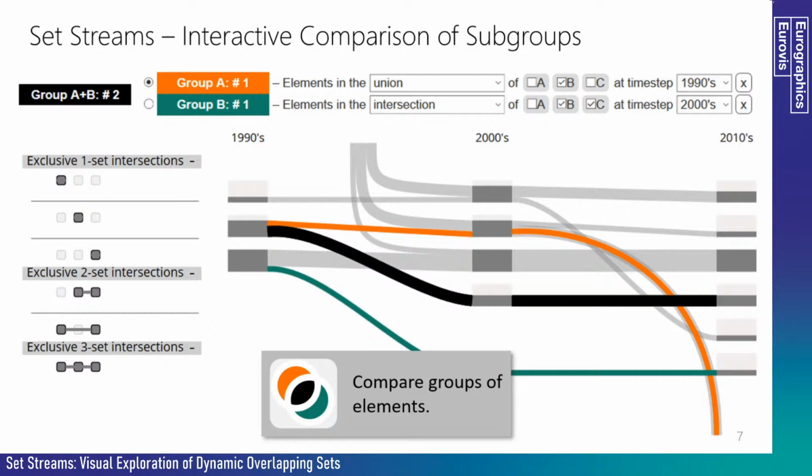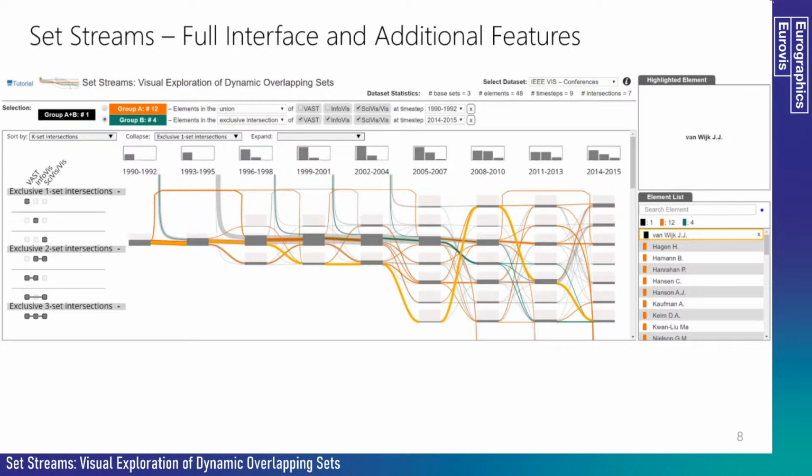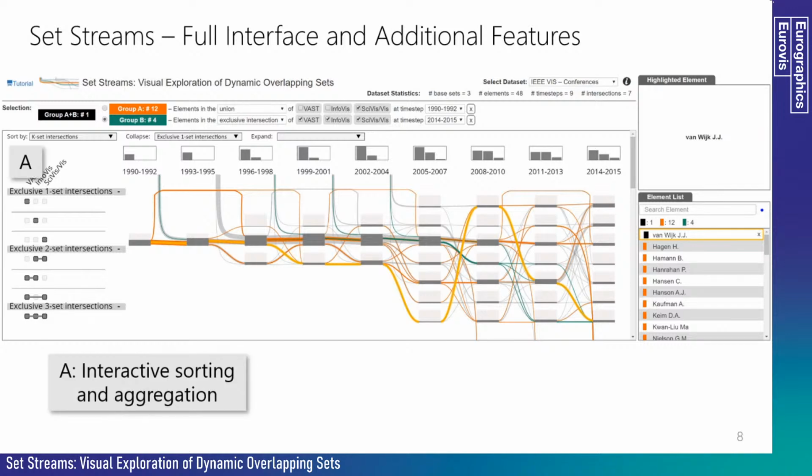So this is the central timeline-based visualization of SAC Streams. But the full interface of our implemented solution, which you can see here, has some more views and features. To prioritize different base sets or characteristics, as well as to simplify the vertical layout, we provide various options for sorting and aggregating the rows.